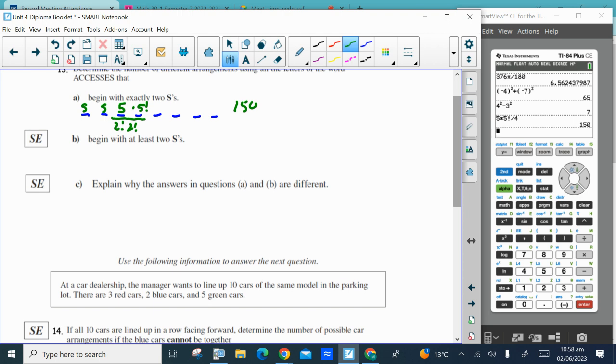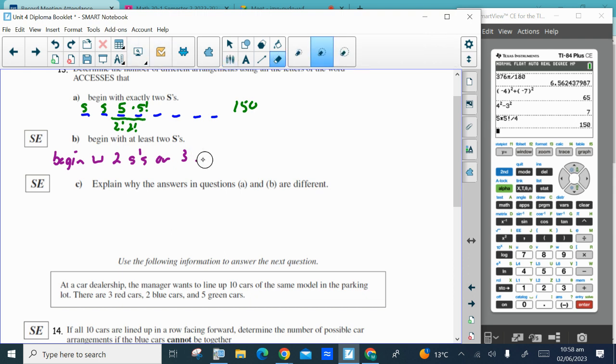The second one, it must begin with at least 2 S's. So there are 2 scenarios here that we would look at. The first being begin with 2 S's or 3 S's. And remember, the word or means to add. We already have our answer if it begins with 2 S's, that's 150. Found that in part A.